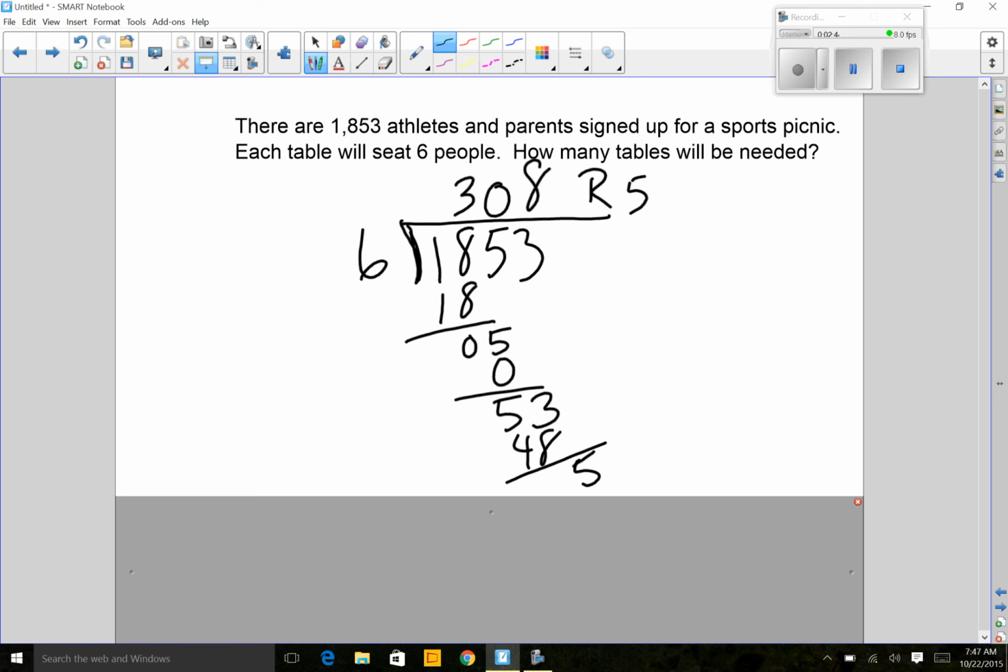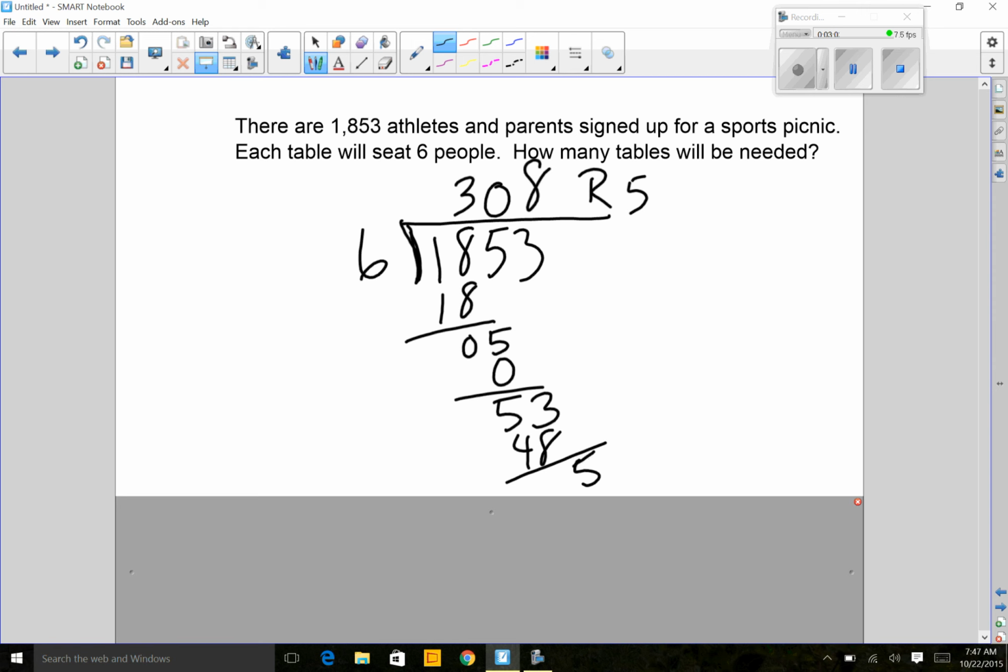So what does that 5 mean? That's what you have to start thinking about. I have 308, so I have 308 tables, and then I have a remainder of 5. So I have 308 groups of 6, and then I have 5 left over. So what is that 5? That 5 is 5 more people.